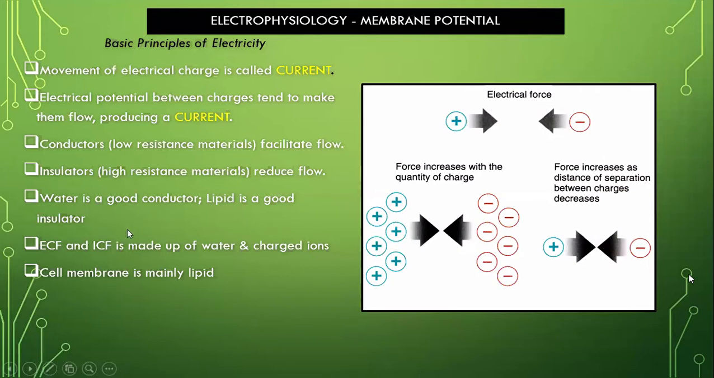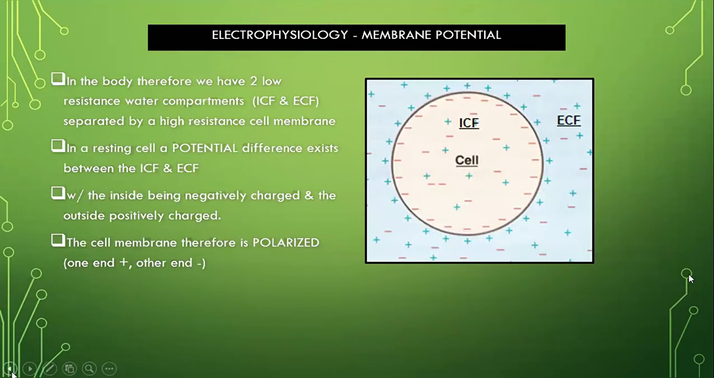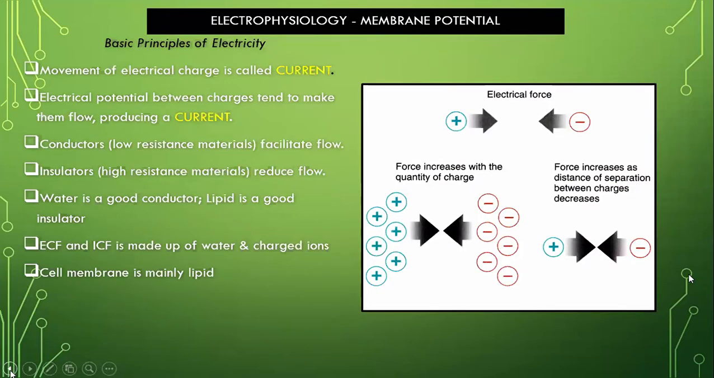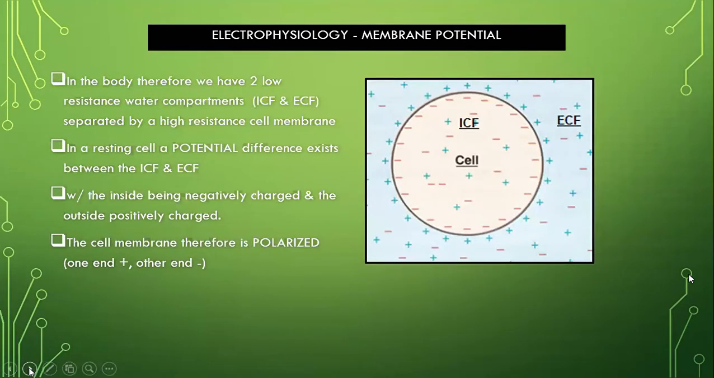So that's why it's dangerous if, for example, during a typhoon, a live wire drops to the street and the street is flooded. There is a danger for you to be electrocuted because water is a good conductor, whereas lipid or fat is a good insulator. Extracellular and intracellular fluid is made up of water and charged ions. The cell membrane is mainly lipid. In the body, therefore, we have two low resistance water compartments, the intracellular and the extracellular compartments, separated by a higher resistance cell membrane. Remember, it's made up of lipids.